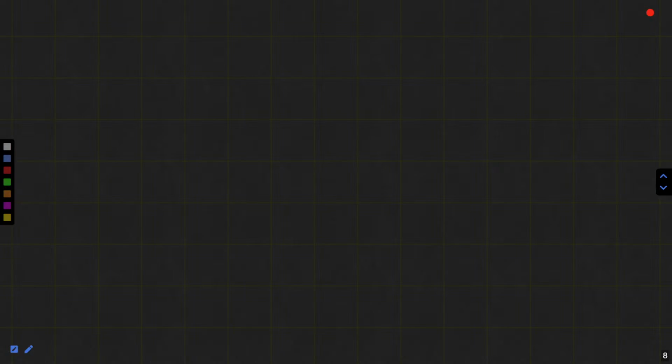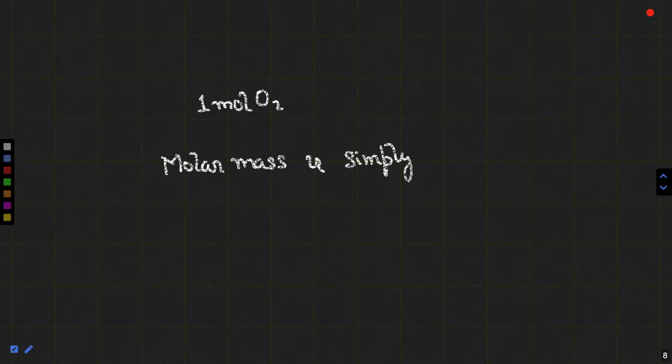So, let me explain it once more. When I am saying that I have 1 mole of O2, I have already given the definition that molar mass is simply the mass of 1 mole. This was told in the earlier class. Am I saying it right? Was it explained earlier, Nisarg? The definition? Yeah. So this was the definition.